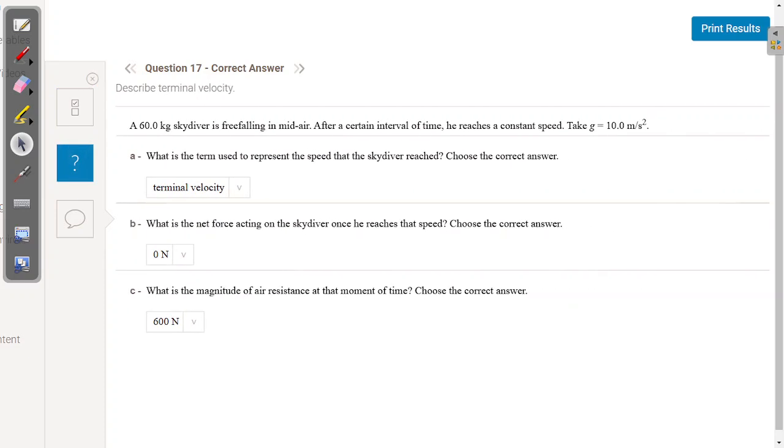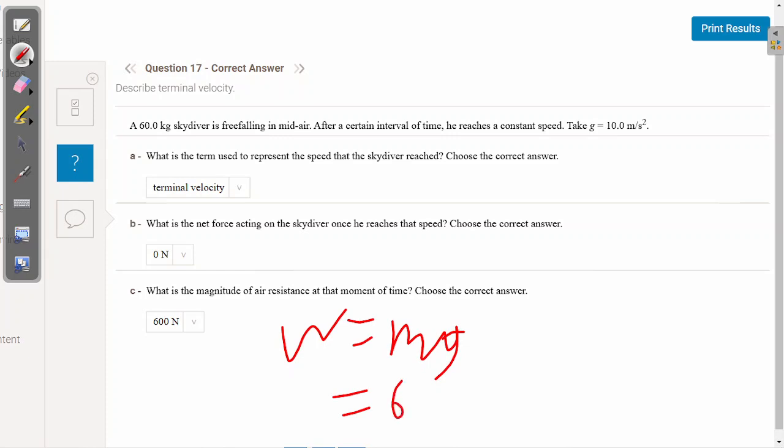This one is past stuff. What's the term used to represent the speed that the skydiver reached? Terminal velocity. Yes, you memorize this. When he's at terminal velocity, the net force is always 0. The magnitude of air resistance is equal to the weight. So you just find the weight using W equals mg. mg is 60 times 10 equals 600.